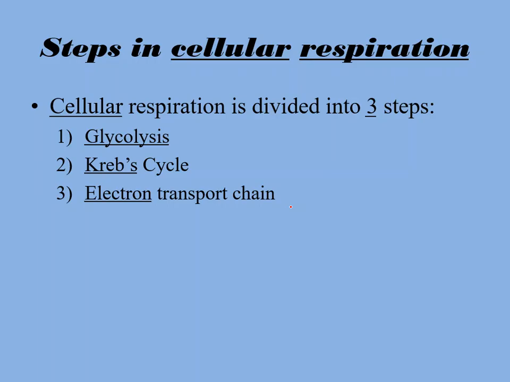This is the point in the video where I'm going to ask you to stop. Anything beyond this, I will not assess you on, but it's still worth going over just to see a little bit more detail. So here we go. 3 steps in cell respiration. The first is called glycolysis, the second is called the Krebs cycle, and the third is called the ETC, the electron transport chain.